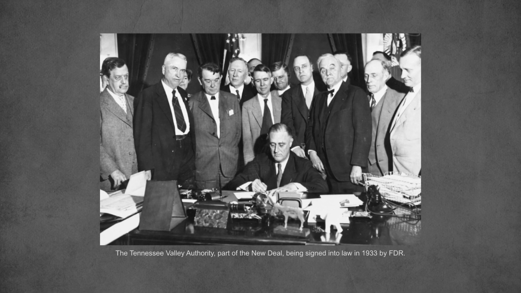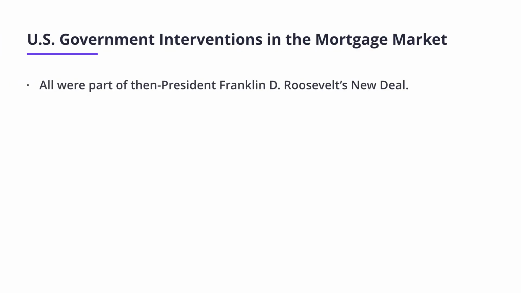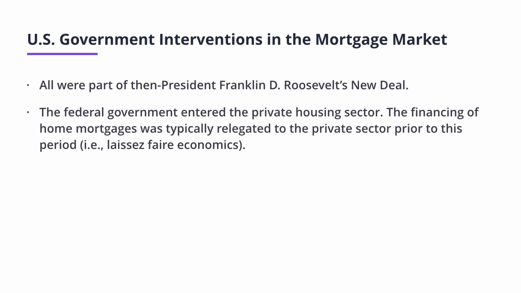It's very important that we recognize FDR during the Great Depression and everything that he did to rebuild or save America from the Great Depression. There's a lot of positive things that FDR did. In this case, for this course, I'll focus on some of the negative consequences of the New Deal policies. The federal government, under FDR, for the first time, entered the private housing sector by financing home mortgages, typically relegated to the private sector during this period.